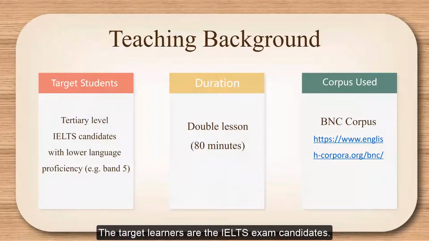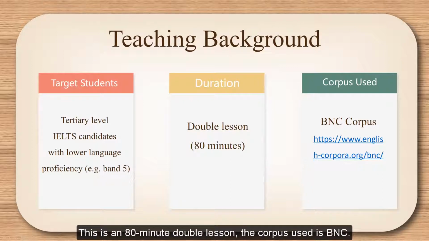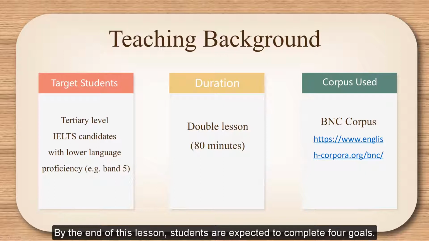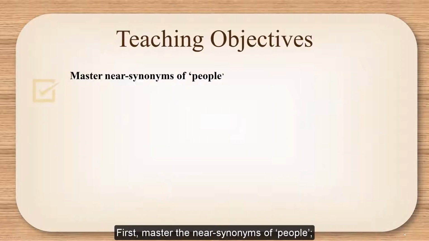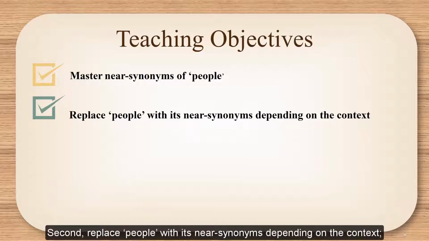The target learners are the IELTS exam candidates. This is an 18-minute double lesson. The corpus used is BNC. By the end of this lesson, students are expected to complete 4 goals. First, master the near synonyms of "people". Second, replace "people" with its near synonyms depending on the context.